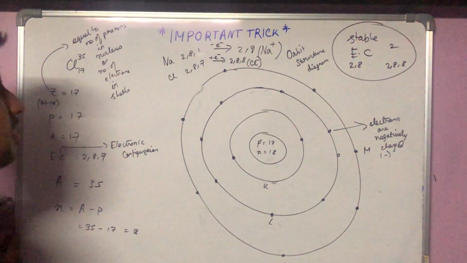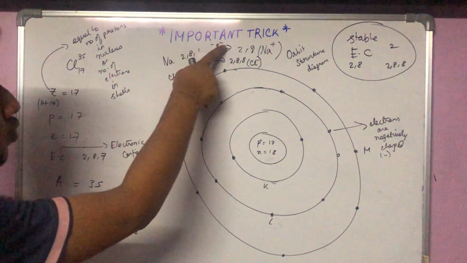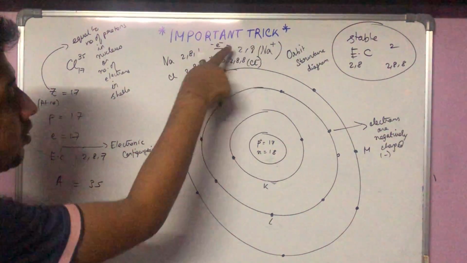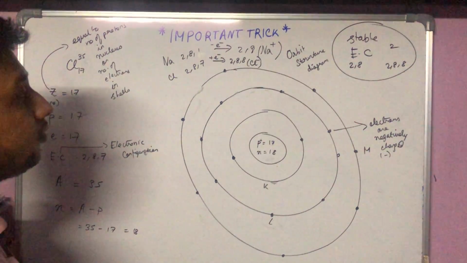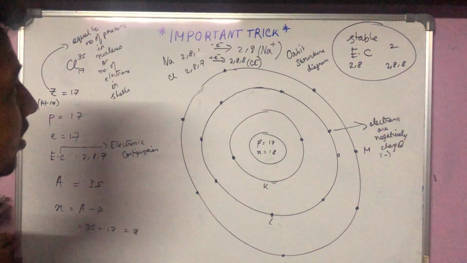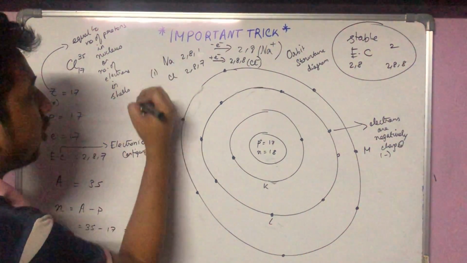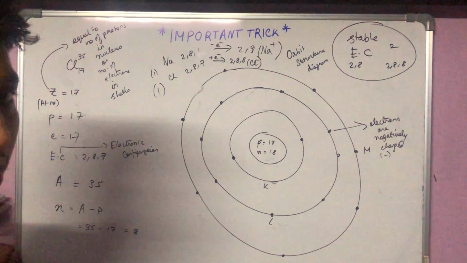Now, what is valency? Valency is this number of electrons. The number of electrons that an atom loses or gains to go into stable state, stable electronic configuration, is called valency. This is what valency is. So the valency of sodium is 1 because it lost 1 electron, and the valency of chlorine is also 1 because it gained 1 electron.